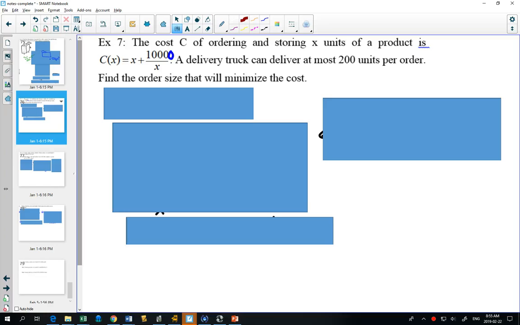Cost of falling asleep in math class is a product of... cost C of ordering and storing X unit of a product is... and do you have the extra 0 in yours? Yeah. Yes? Okay, good.